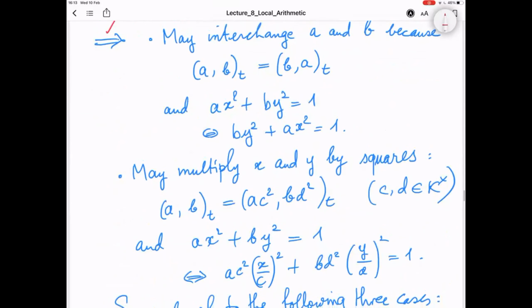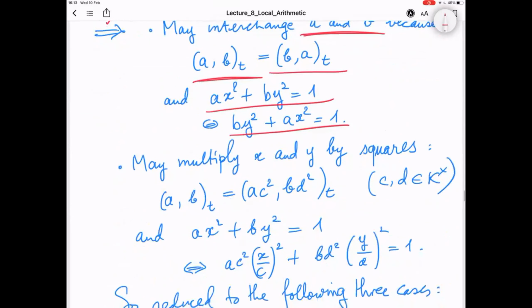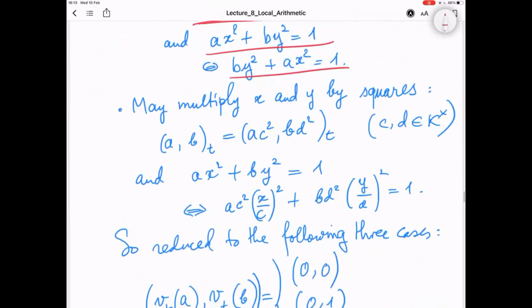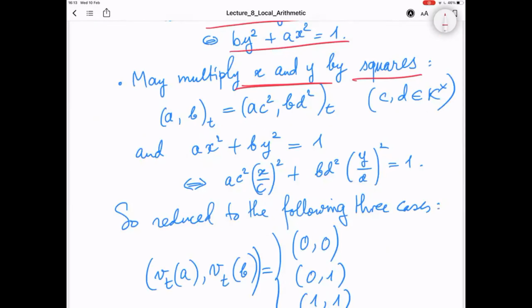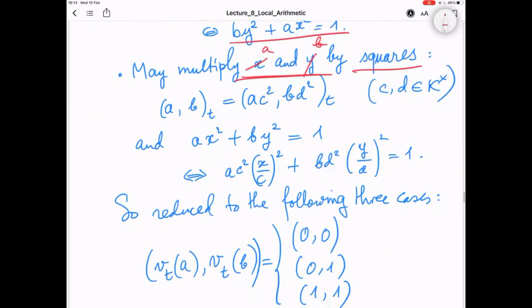So you're allowed to interchange A and B because (A,B)_p is the same as (B,A)_p. And also this equation has a solution if and only if this equation has a solution, right? Completely trivial. We can also multiply A and B by squares without changing the Hilbert symbol. This we have already seen.